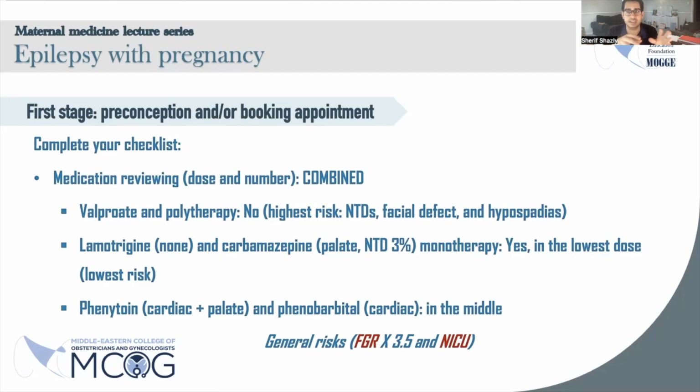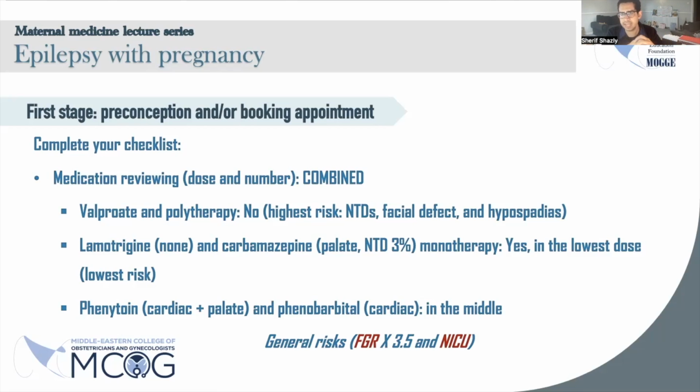Again, these studies actually are still deficient. We don't have all the data that we need to verify this 100%, but to the best of our knowledge, it doesn't increase the risk of congenital anomalies, which is great. So lamotrigine is probably the best option with the lowest risk.